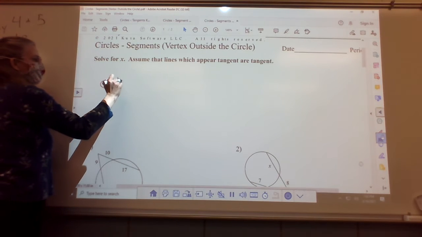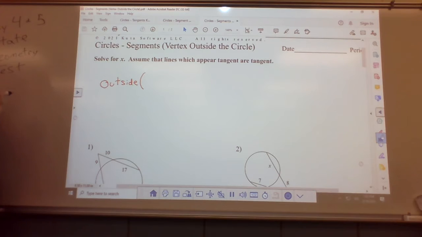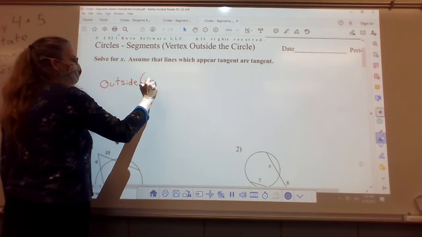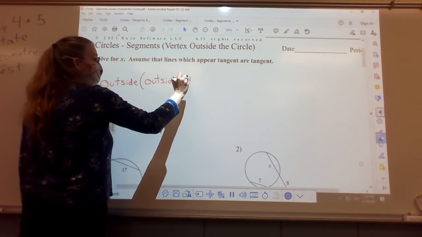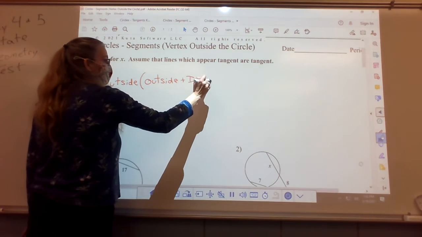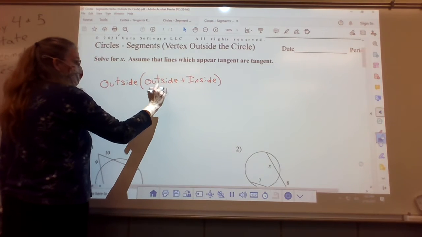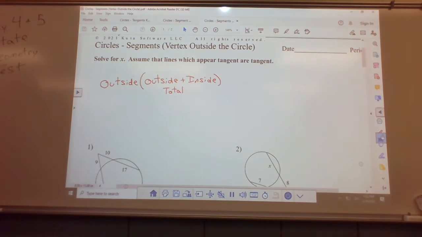Outside. Now I've kind of changed this through the day because I had too many people like first and second have some problems. So in the parenthesis, I'm going to put outside plus inside. But if you add the outside and the inside together, you end up getting the total segment. I'm going to put total underneath. First and second, I just put total, and people are getting kind of confused.